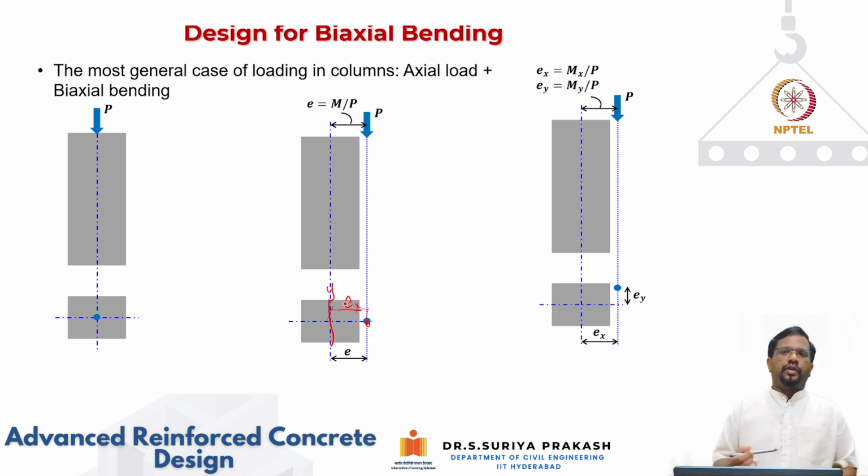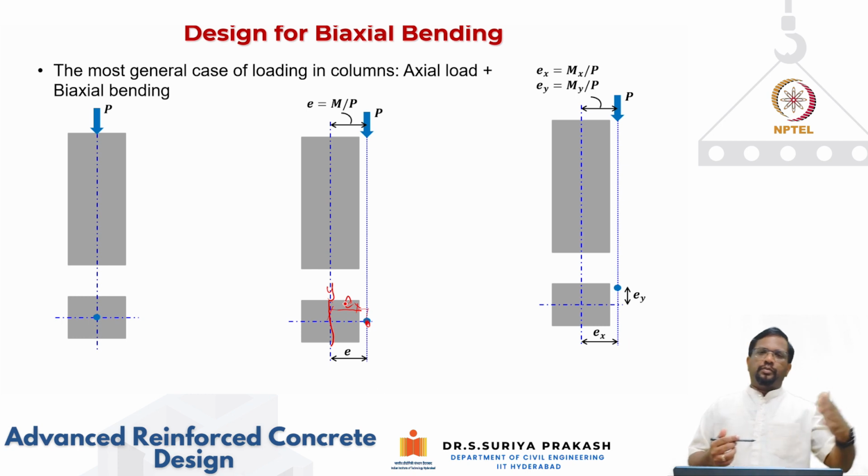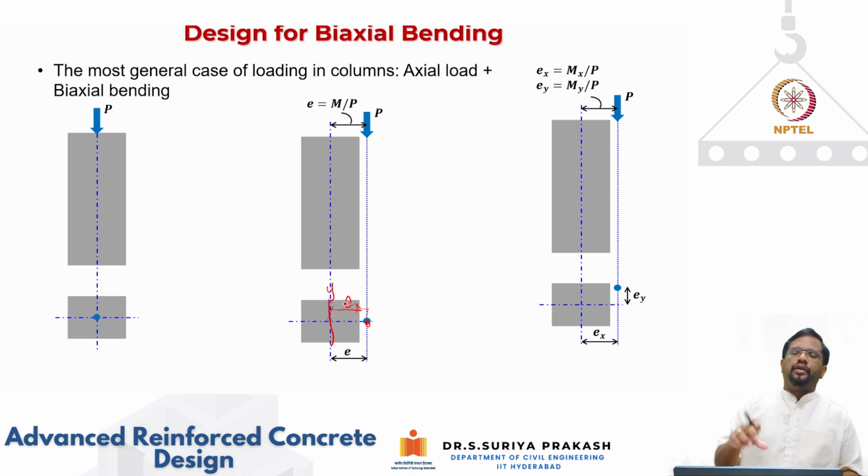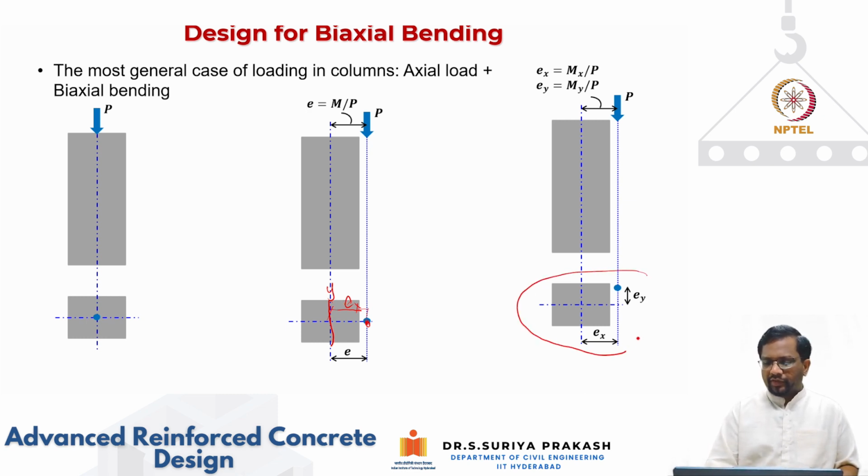However, for example, for columns located in the corner of the building, even under gravity loads, you will have bending about both axes, because the tributary area will be a truncated corner area, and whatever load is applied in that area will be transferred as biaxial bending. So this is a more generic case where you can see that the location of this P is at an eccentricity Ex, and also at an eccentricity Ey.